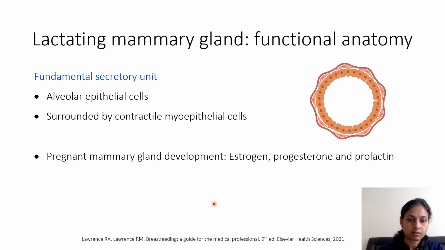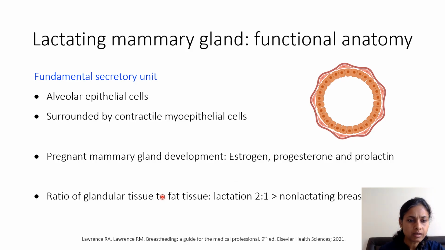In the pregnant mother, estrogen, progesterone, and prolactin help in the development of the mammary gland, wherein the glandular tissue, which produces milk, increases in comparison to the fat tissue, which is roughly 2:1 in a lactating mother compared to 1:2 in a non-lactating breast.